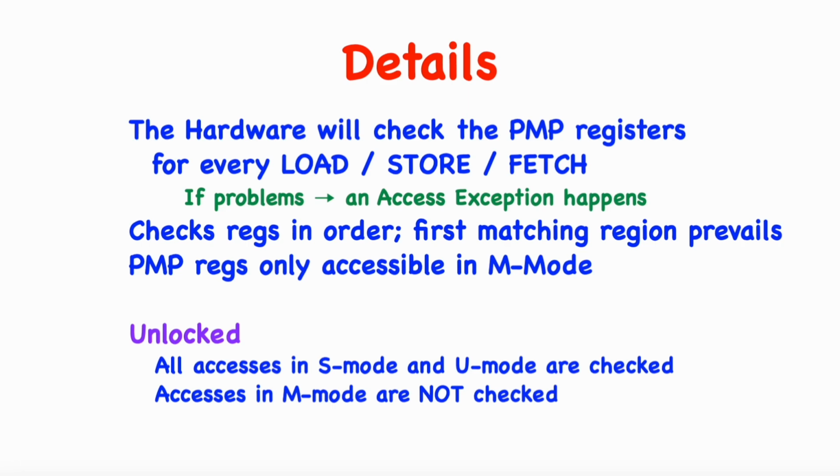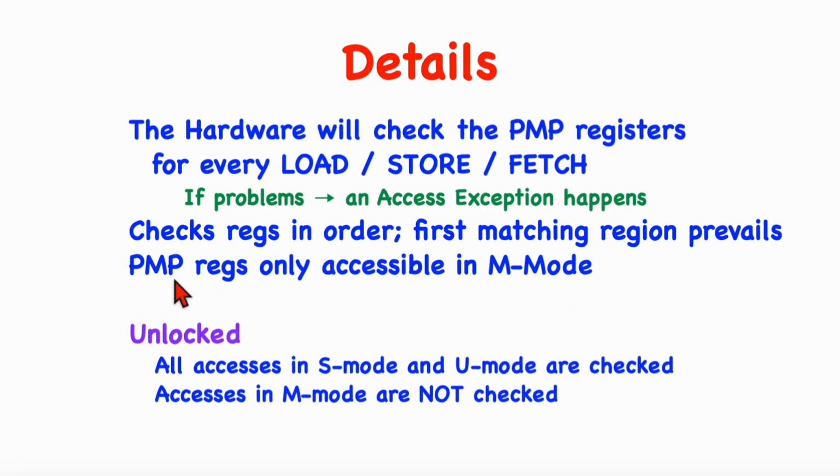As previously mentioned, the hardware will check the physical memory protection registers on every load, store, and instruction fetch when executing in supervisor or user mode. And if there is a privilege violation, an access fault exception will occur. Of course, the registers could have been loaded with conflicting information and overlapping regions. However, the hardware will always check the registers in order, and the first one that matches the given address will be used. If the address is not within any region, the access is considered to be in violation.